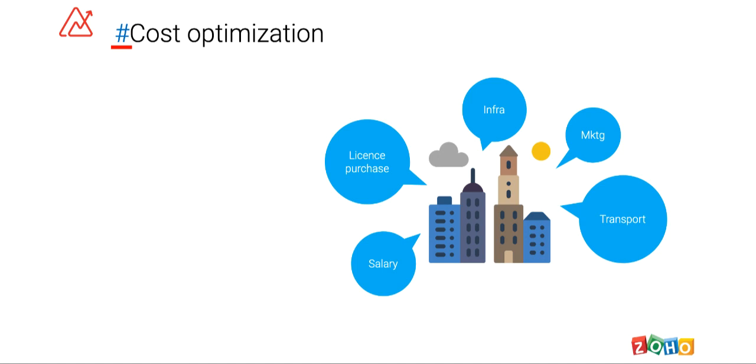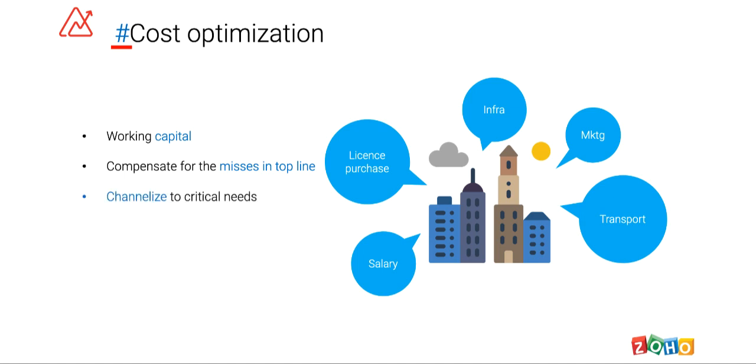Well, the first and foremost answer to that question is it keeps your working capital in a healthy state, or probably in a healthy condition. And why is that? I'm sure that we would encounter misses in the top line during a crisis. Cost optimization helps you to compensate for the misses in the top line, thereby contributing towards a better working capital for the business. Also, during a crisis, the business priorities keep shifting. Now, you'll need funds to meet your critical needs, and cost optimization enables that. And finally, it can help you sustain through the crisis.